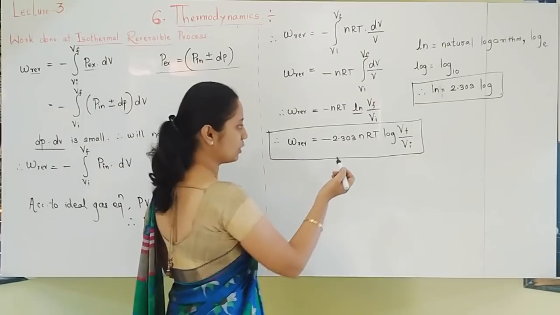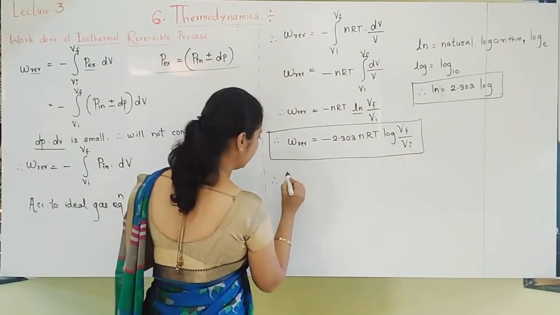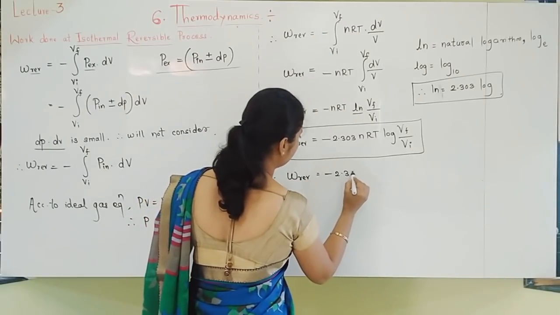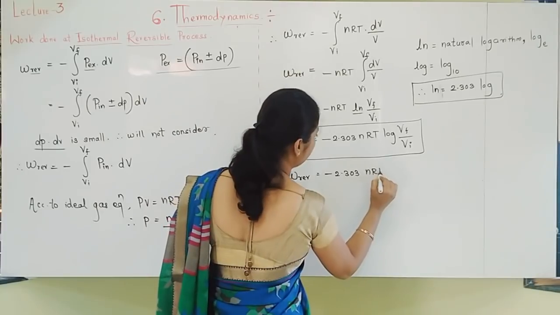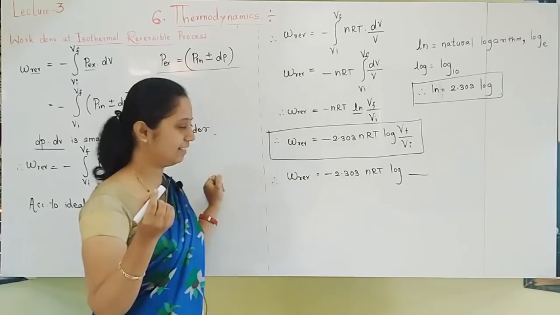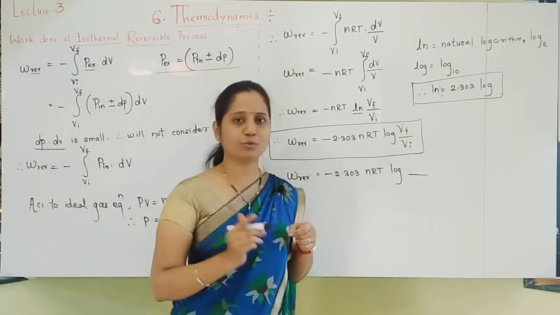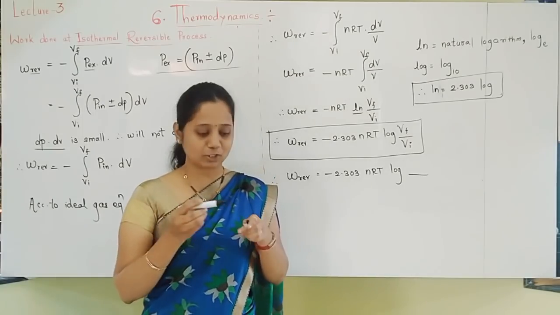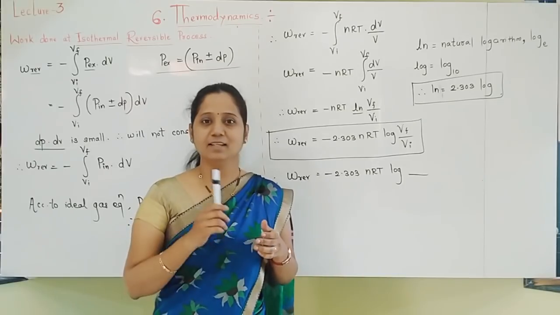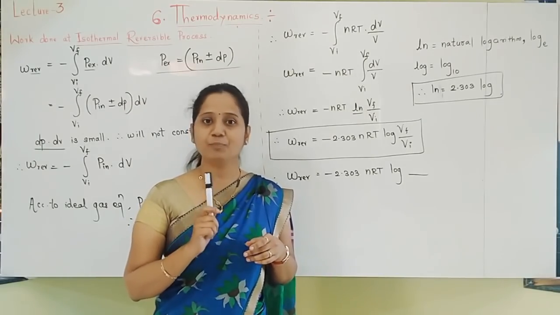If the same expression has to be written for pressure, how can you write, students? Okay, let us write that. W reversible is equal to minus 2.303 nRT log of. For pressure, what can you say, students? It is related to the states of matter lesson. Instead of volume, now I want to write for pressure. The pressure volume relationship is given by which law? I hope you remember that it is given by Boyle's law. Pressure is always inversely proportional to volume.